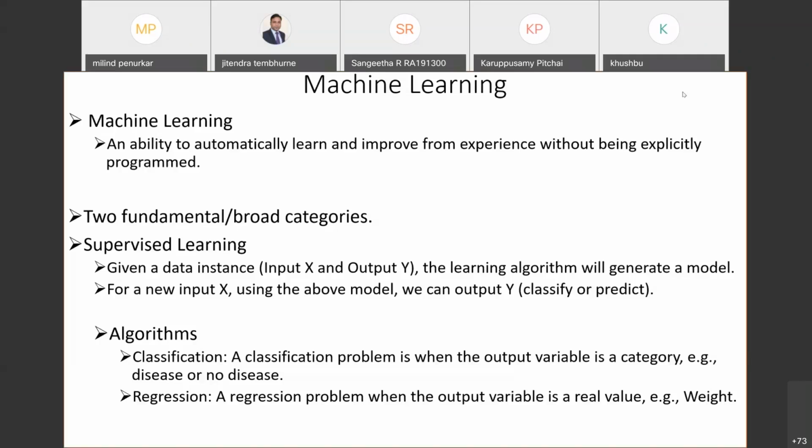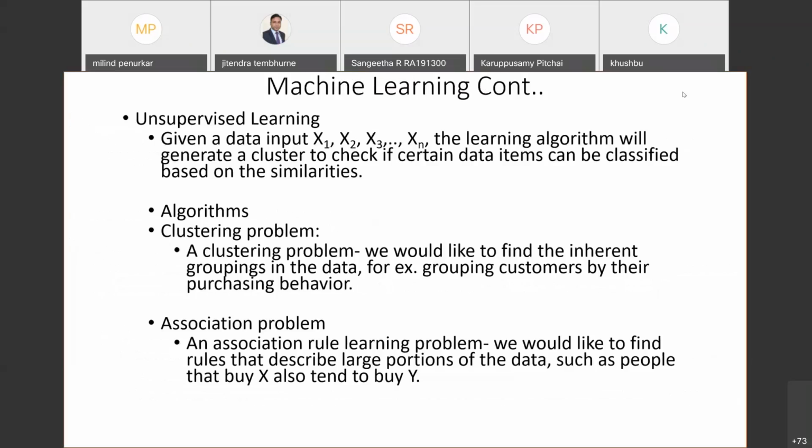Okay, so under unsupervised learning, we are given data input x1, x2, x3, and so on, up to xn. The learning algorithm will check and group the data based on the similarities. We do not have y or output here as an instance. So given the input data that is available, our learning algorithm will generate clusters, where certain data items are classified based on the similarities. Everything has to be done based on the input. That's the reason it is called unsupervised learning, right? So based on the similarities, we could check what is going to happen with the output. Here, instead of classifying, we would be clustering, right?